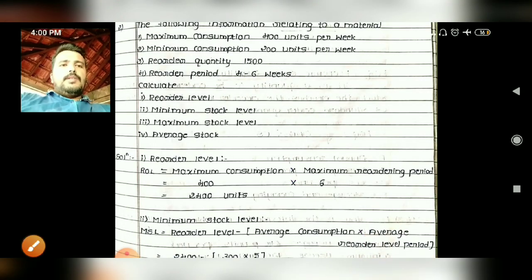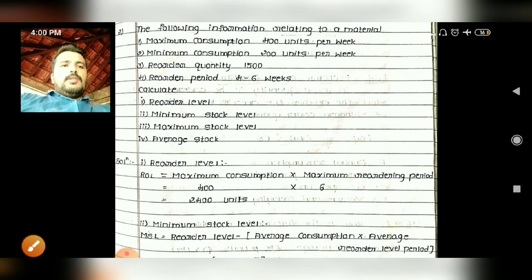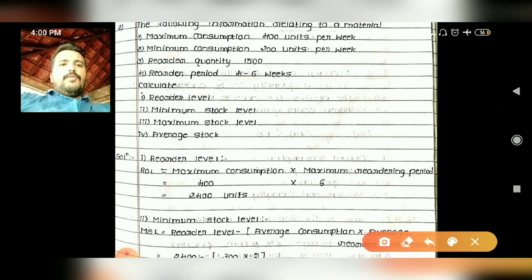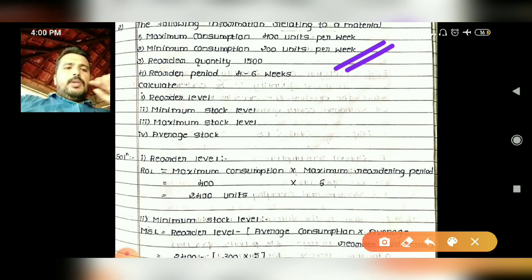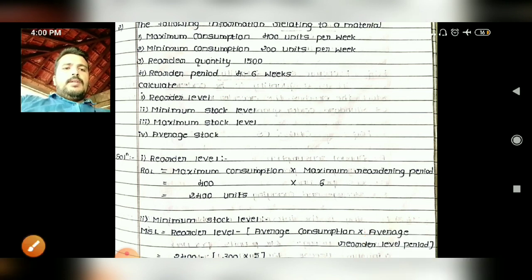Sorry. Yeah, see here. It is given 400 and 200, correct? So maximum plus minimum divided by 2. So 4 plus 2 divided by 2, correct? Yes, 300.